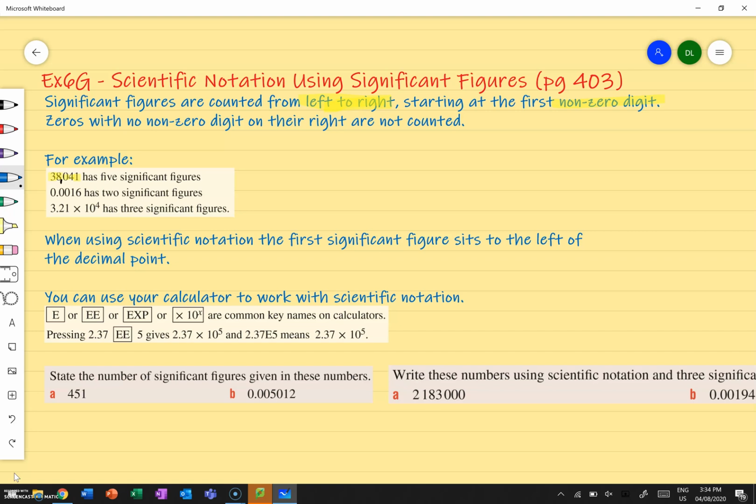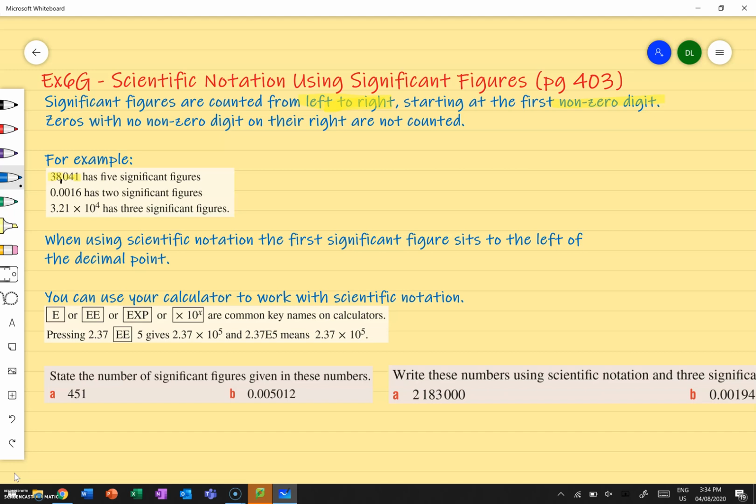If I look at the second example, I got 0.0016, which has 2 significant figures, because the first 3 zeros are only there for place value, and if I'm looking at it from left to right, the 1 is the first non-zero digit, so 1, 6 are my significant figures.